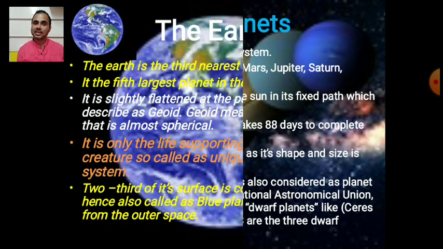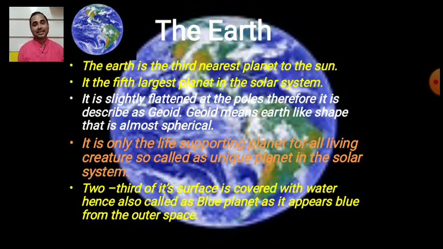Now let's move to another member of the family, and this is very important. What is it? Can you read? Yes, this is the Earth. Do you know, the Earth is the third nearest planet to the Sun. If you see the distance of all the planets from the Sun, which planet comes third? Yes, in third, the Earth comes. Among all the 8 planets in the solar system, the Earth is the 5th largest planet.